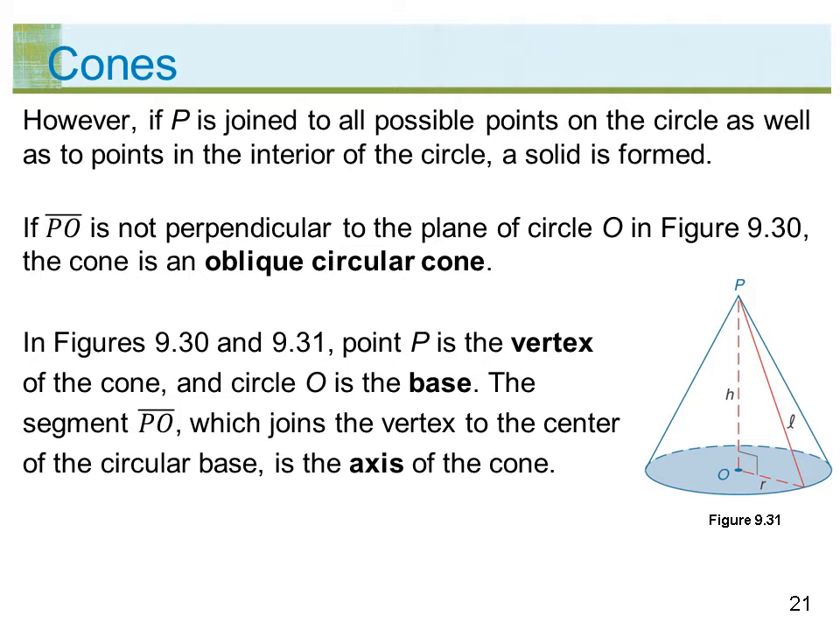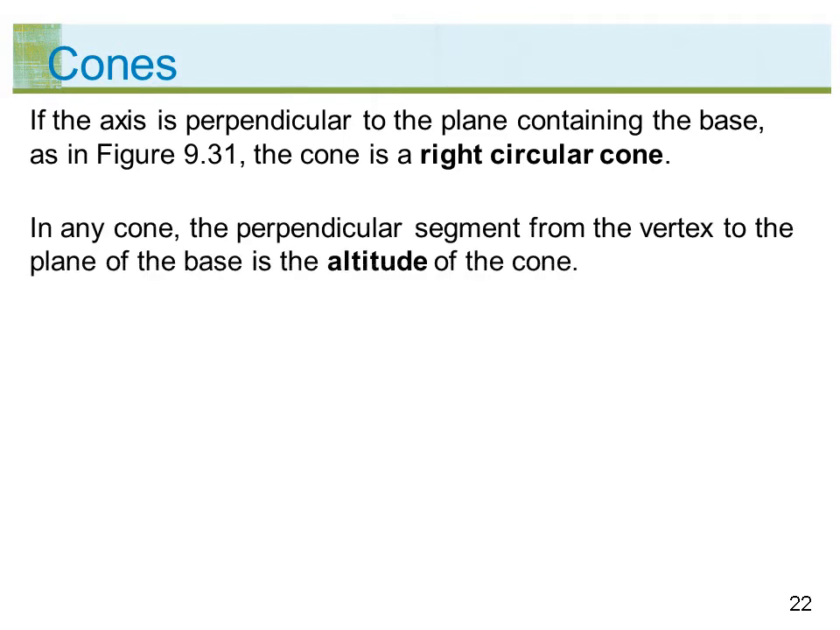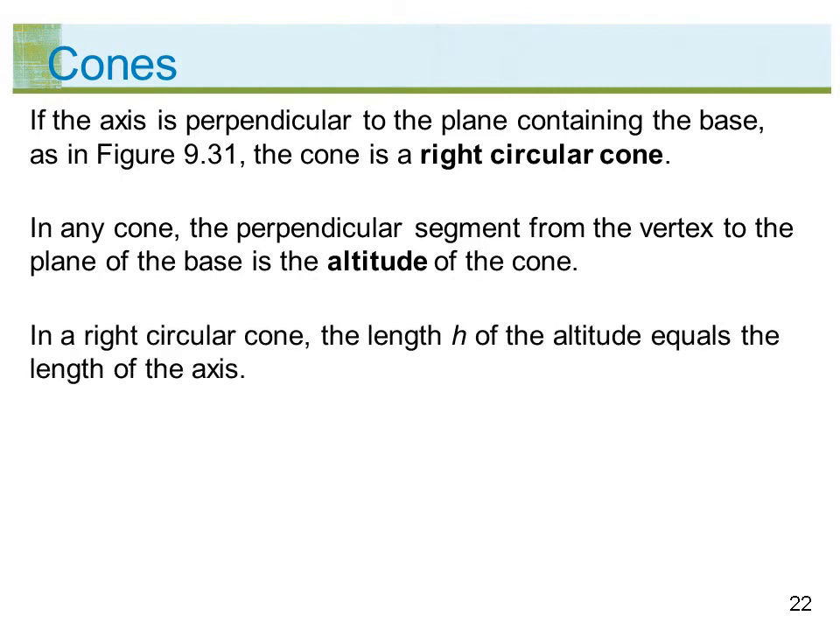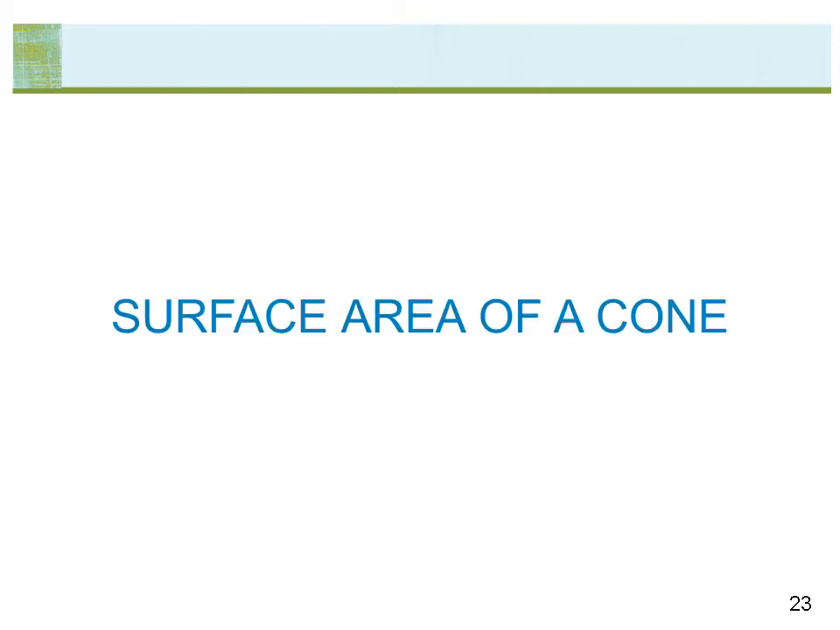The segment PO, which joins the vertex to the center of the circular base, is the axis of the cone. If the axis is perpendicular to the plane containing the base, as in figure 9.31, the cone is a right circular cone. In any cone, the perpendicular segment from the vertex to the plane of the base is the altitude of the cone. In a right circular cone, the length h of the altitude equals the length of the axis. For a right circular cone, and only for this type of cone, any line segment that joins the vertex to a point on the circle is a slant height of the cone. We will denote the length of the slant height as ℓ, as shown in figure 9.31.